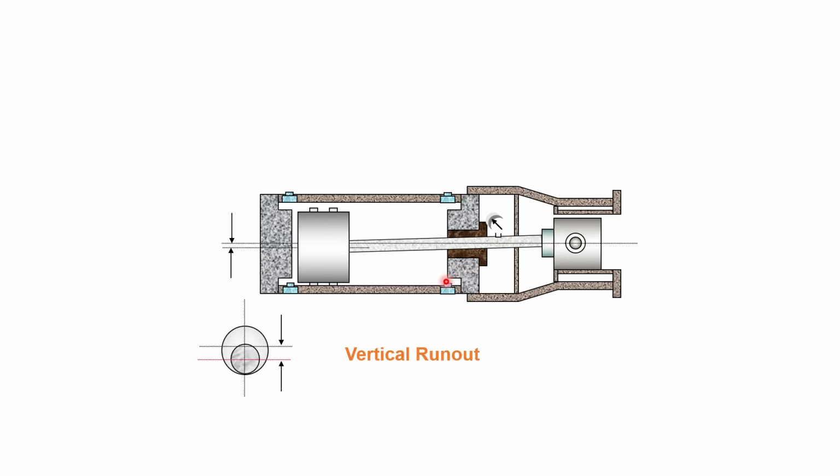Similarly, there may be a vertical runout. Here, this is the center line for the cross head as well as the cylinder. But due to the wear of the piston ring, the piston goes down and the rod is now not totally vertical.